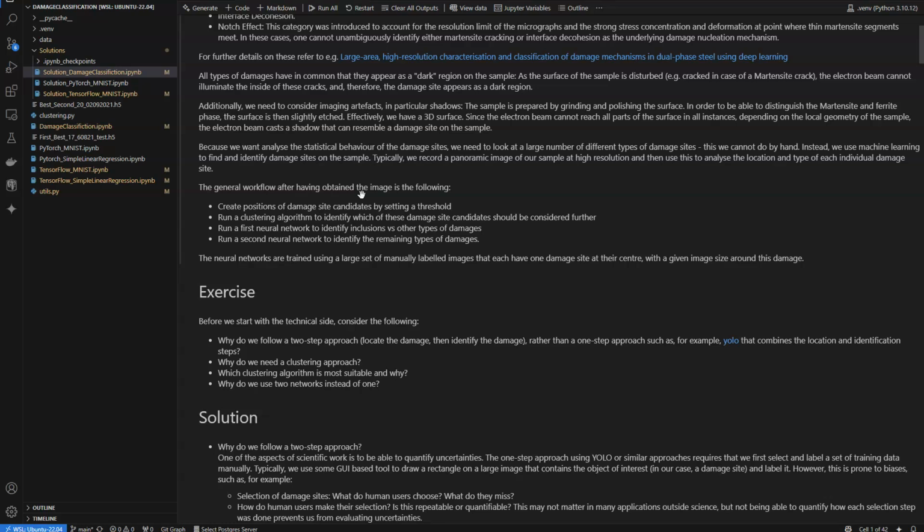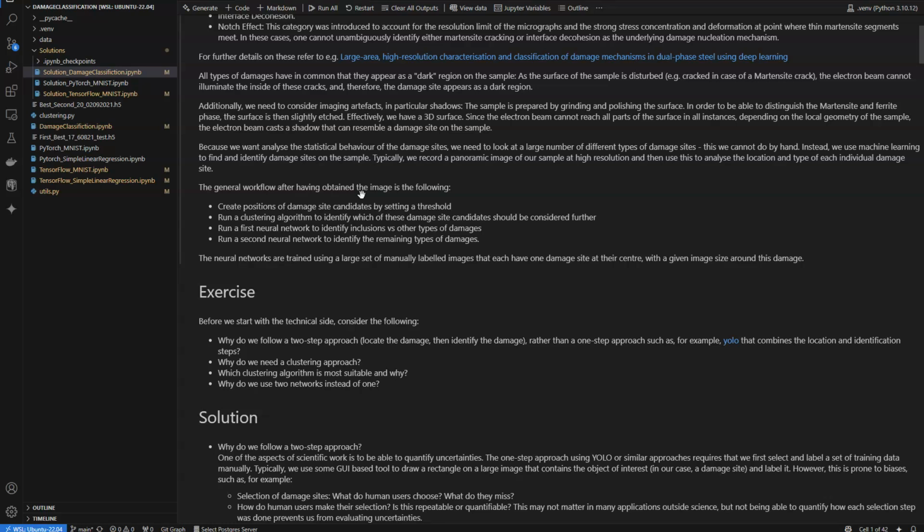Typically what we do is we take a large-scale image, a panoramic image, at very high resolution in our electron microscope, and then look at all the individual damage sites and try to classify what they do. And this is why you cannot do this by hand, because you first need to identify all of these thousands of damage sites and then classify what each damage site is.